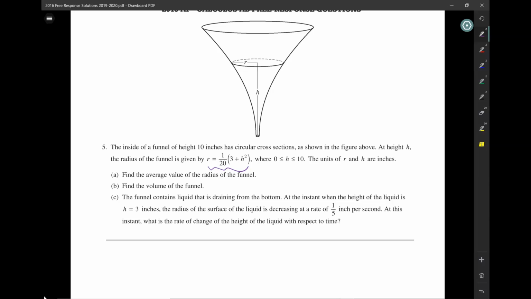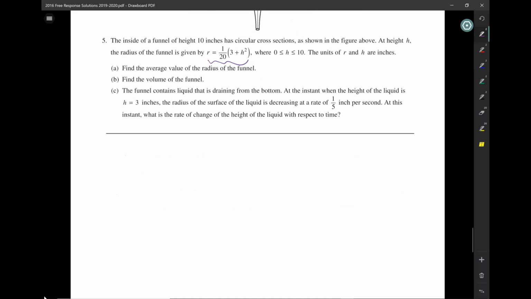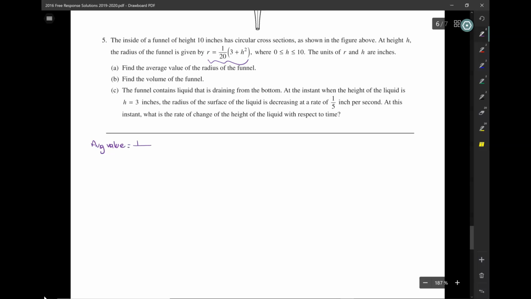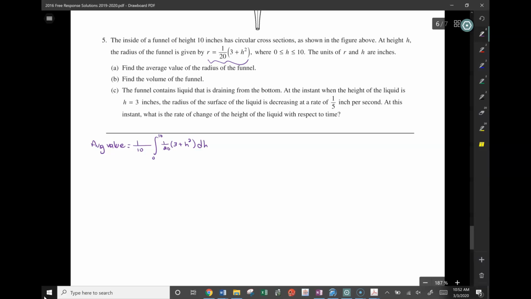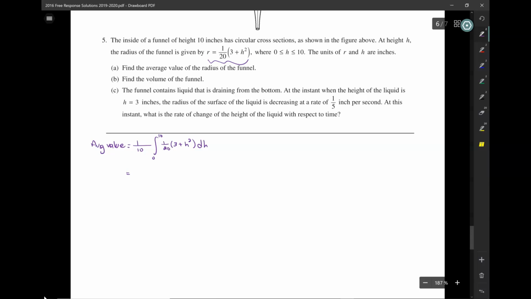Average value, don't confuse this with average rate of change. That's a big mistake. That's a common mistake. Average value is the integral. It's 1 over 10 times the integral from 0 to 10, 1 over 20, 3 plus h squared dh. And this one was a weird one for me just because of how the numbers work. I'm going to bring the 1 over 20 out, so it's going to be 1 over 200. And then we're going to integrate this.